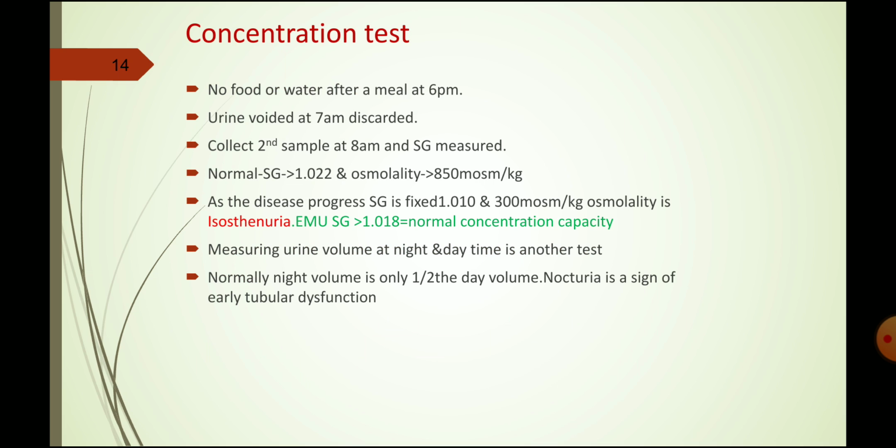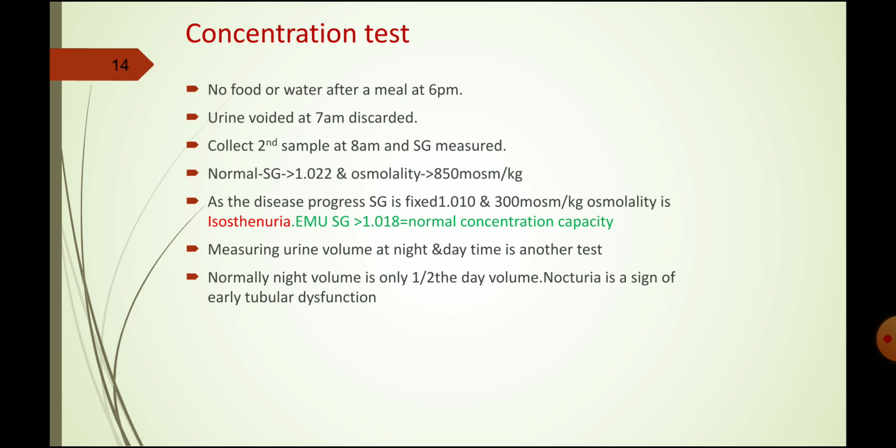As the disease progresses, specific gravity will be fixed at 1.010, and the osmolality at 300 milliosmol per kg. That is called isosthenuria. So as the disease progresses, it will finally be fixed at 1.010 and the osmolality at 300. The early morning specific gravity is normally above 1.018. That is the normal concentrating capacity. If you examine an early morning sample, the specific gravity is usually above 1.018, usually 1.020 or 1.022.